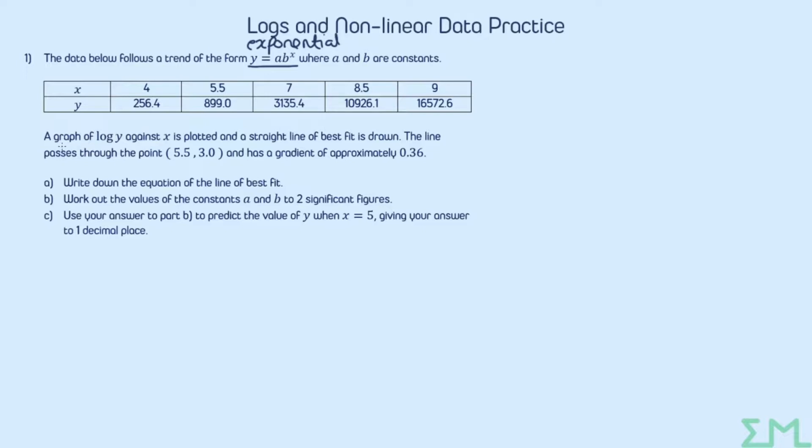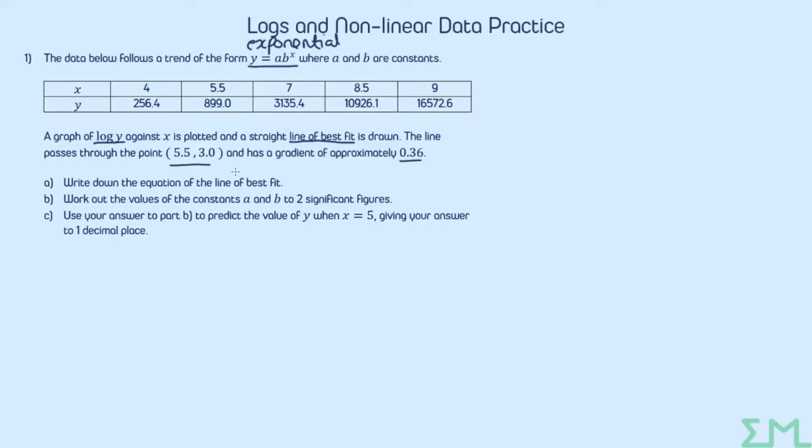We're then told that a graph of log y against x is plotted and a line of best fit is drawn. We've got some information about that line of best fit. We've got a point that it goes through and the gradient. Part A, write down the equation of the line of best fit.